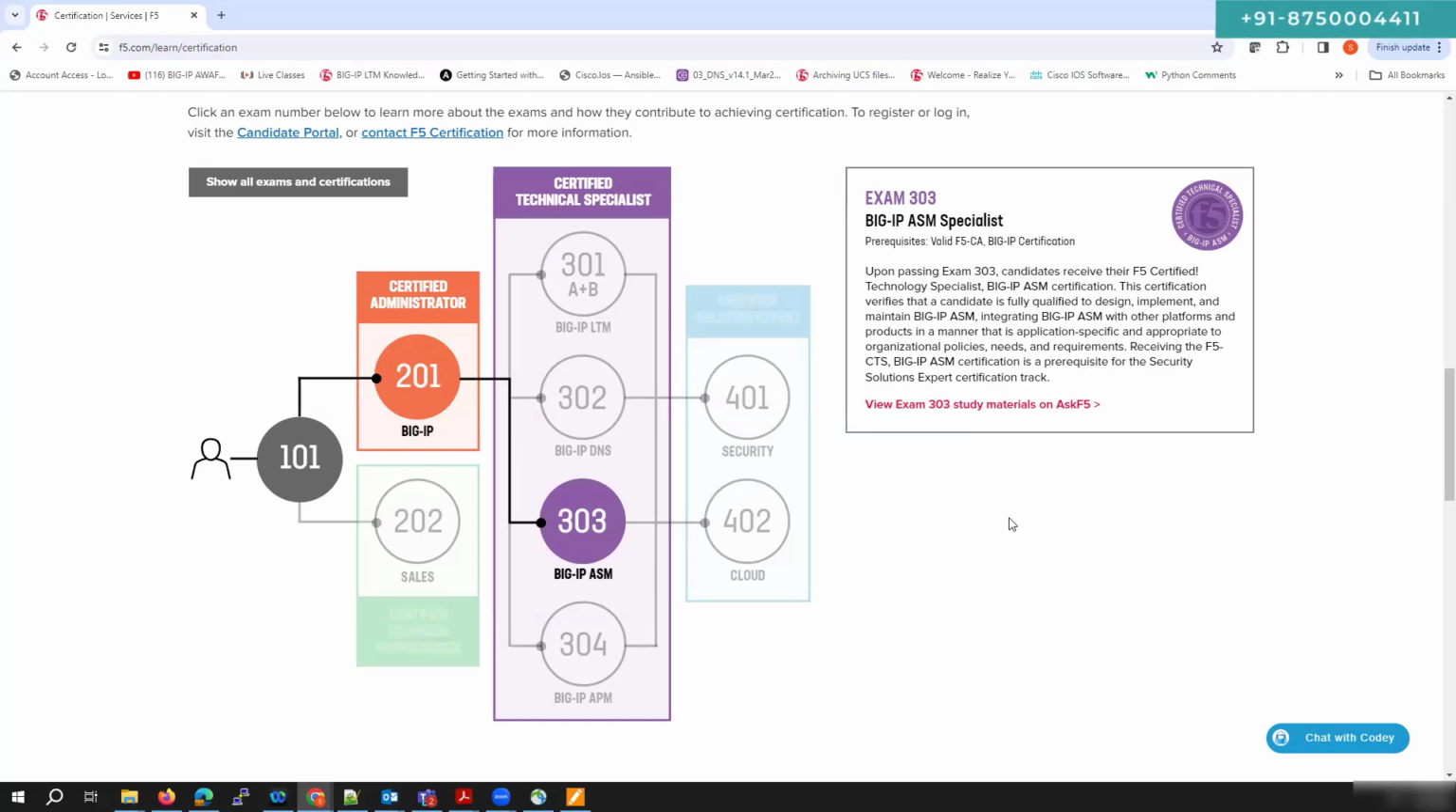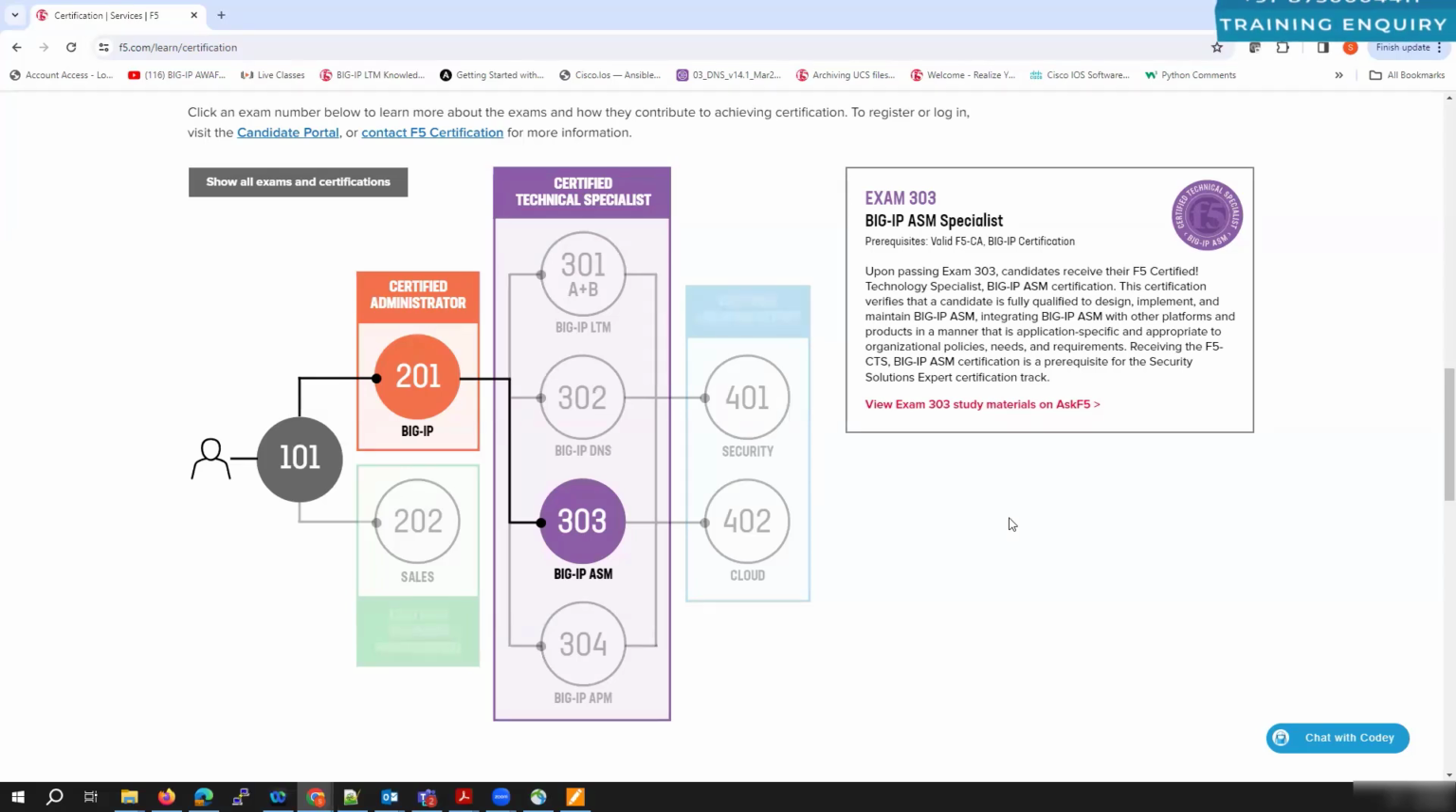Do you provide training on the APM, apart from LTM? No, we do not provide training. As of today, we are delivering training on LTM and GTM only. We are not delivering training for ASM, which is WAF, and also not for APM. We are delivering training only on LTM and DNS as of today.